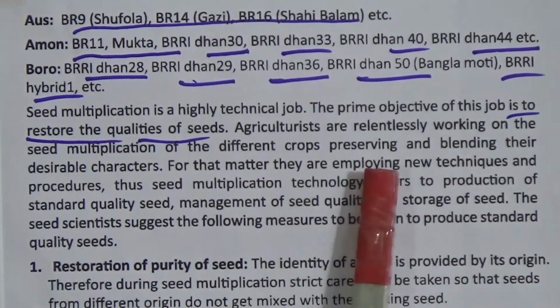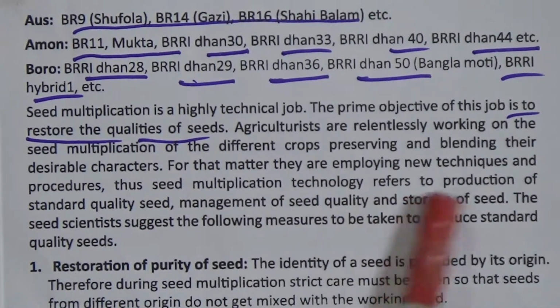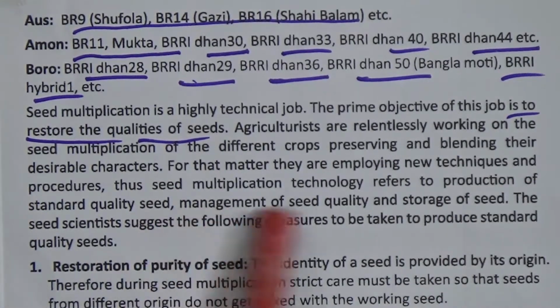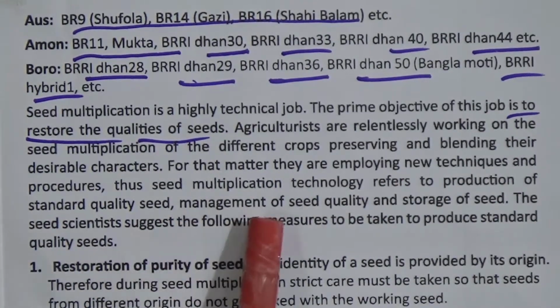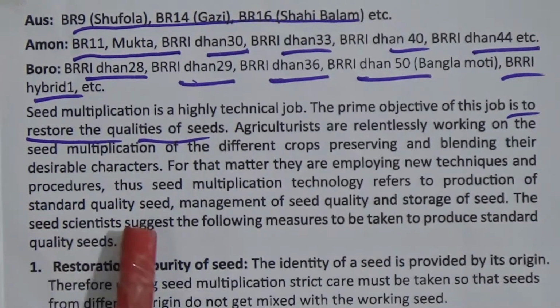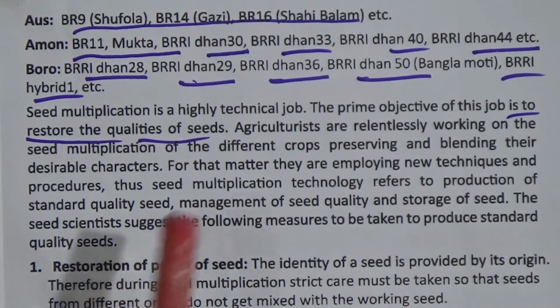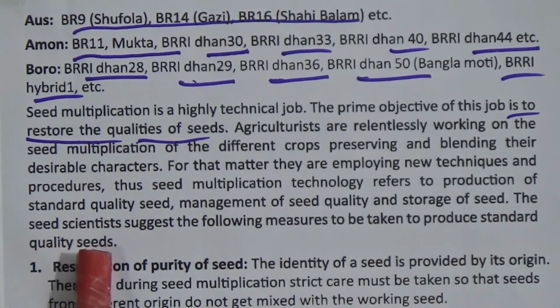Agriculturists are relentlessly working on the seed multiplication of the different crops, preserving and blending their desirable characters. For that matter, they are employing new techniques and procedures. Thus, seed multiplication technology refers to production of standard quality seed, management of seed quality, and storage of seed. The seed scientists suggest the following measures to be taken to procure standard quality seeds.